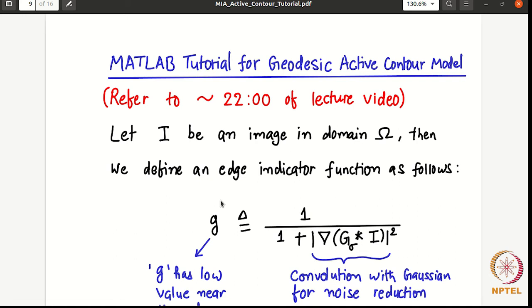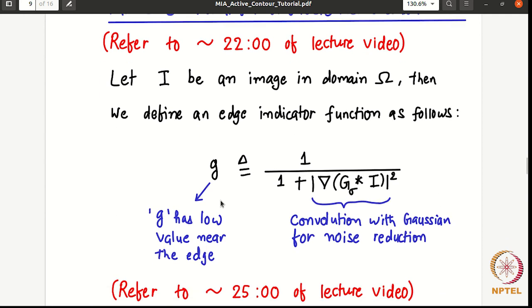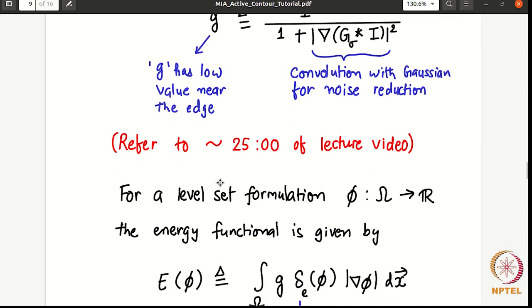Now I will be a little fast. Like in the case of snake, we will define an energy functional that attracts the contour of 0 height, that is C, towards the edges. How do we do it? Given an image I, a simple edge indicator function is shown on your screen. It is small g. We can use this function to determine the energy functional and then solve the Euler-Lagrange equation to arrive at the gradient descent equation. So this is our energy functional.